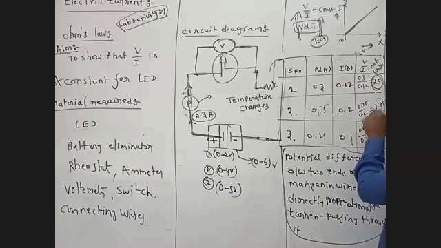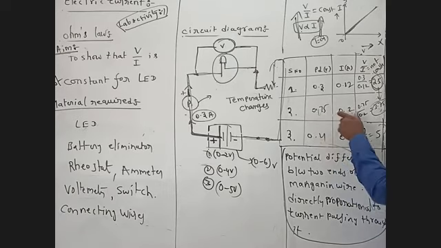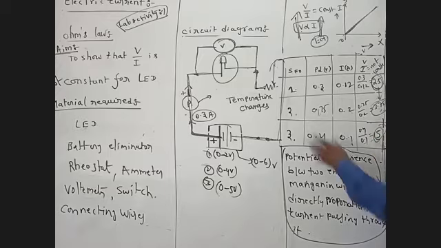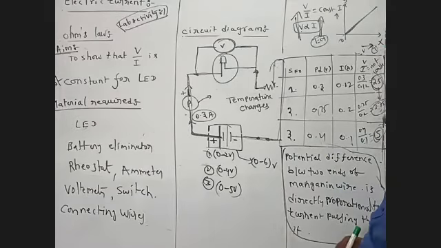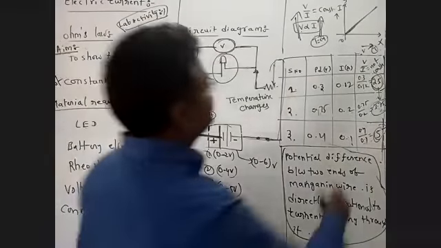But the resistance of the LED increases. Next, the potential difference goes on increasing and the current goes on decreasing. So what is happening in this situation? The resistance of the LED increases. Resistance increasing means what? The temperature also changes, and the resistance of the LED also changes.